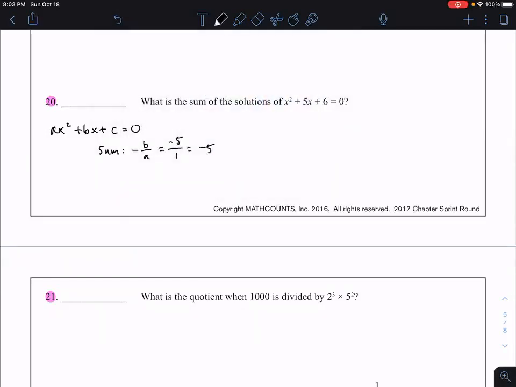The second way you can do this is to factor everything out, and when you do that, you'll get x plus 3 times x plus 2 is equal to 0. So that means x is equal to negative 2 and negative 3. And this adds up to negative 5 as well.